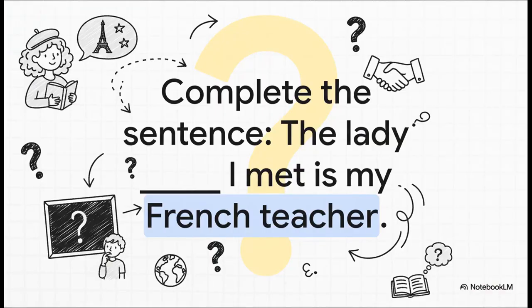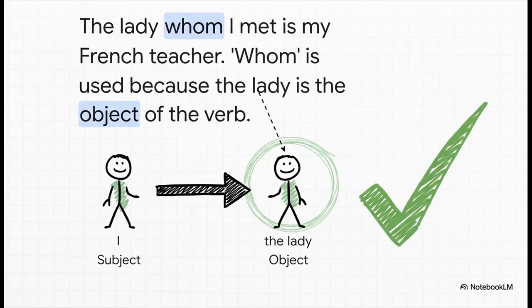Okay, first one. The lady blank I met is my French teacher. Which pronoun fits in here? We are talking about a person, but is she doing the action or receiving the action of met? The answer is whom. And here's a little pro tip for you. If you can replace the word with him or her, you use whom. I met her, so we use whom. Awesome job if you got that one.